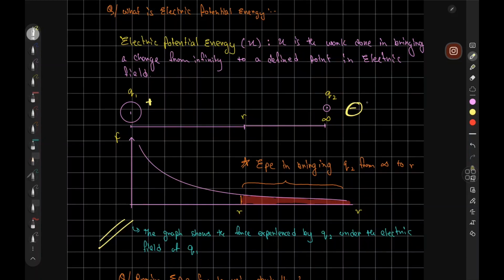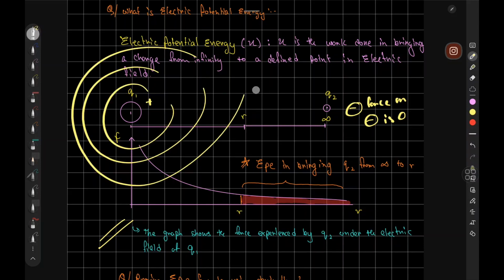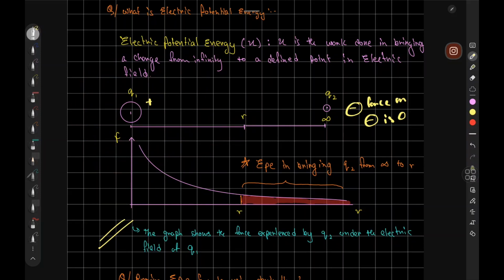The force on minus charge is 0 at infinity. Why? Because at infinity, the field strength of charge q has become 0. It's so negligible that it's 0. So since there is no field strength of this positive charge at infinity, the force applied on q2 is 0.